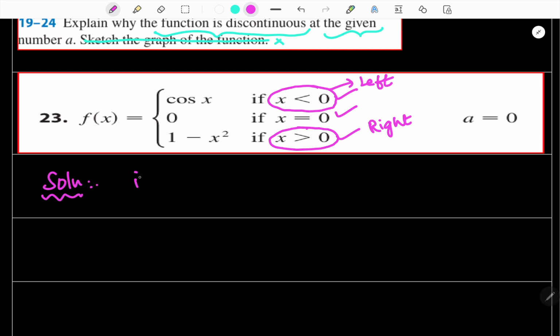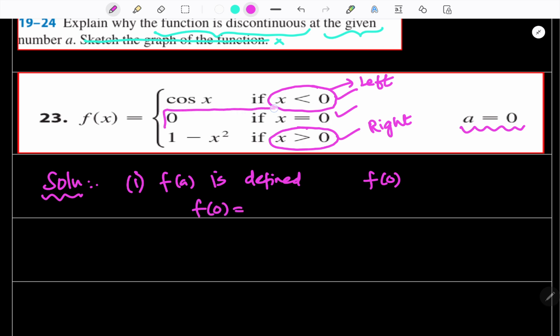Okay, right. Step number 1. What is step number 1? F of a is defined. So what is your a? A is equal to 0. It is given a is equal to 0, so it's already given in the question. You need not find out. X is equal to 0. What is your answer given? It is 0. So you got the answer, it is clear, right?